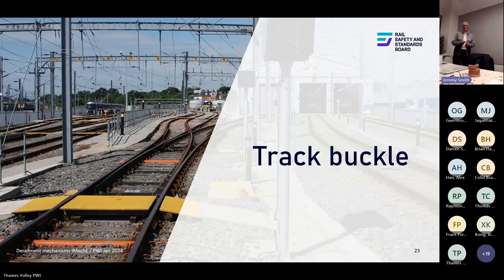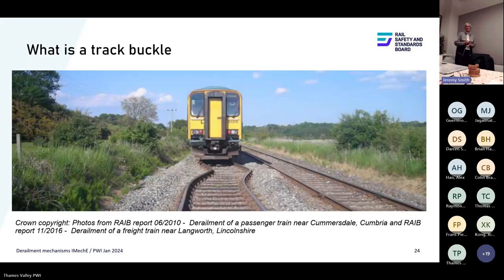Right, track buckles. This is one of my favourite pictures. I really like that one. That is from the derailment of a passenger train in Cumbria. And that is the train that derailed. I was looking at the back of it. You will see it's still standing up. Nobody was injured. It didn't fall over.